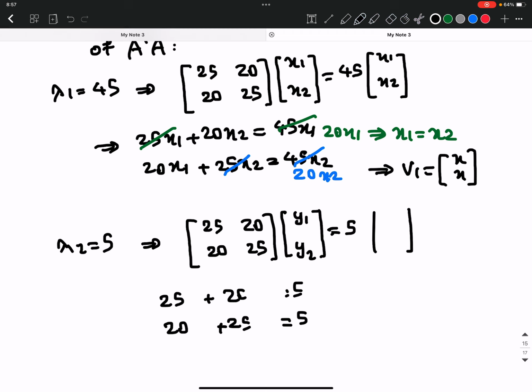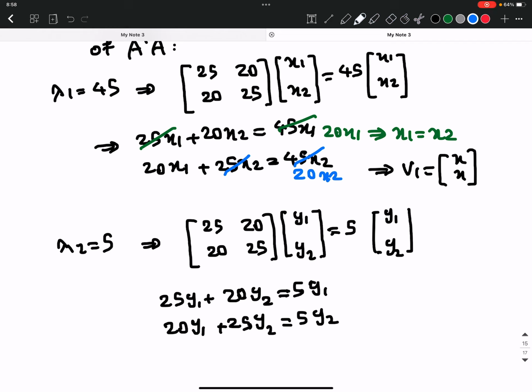y2, y1, y2. So 25 y1, 20 y2 equals to 5 y1, 20 y1 plus 25 y2 equals to 5 y2. Okay. So this is my equation.